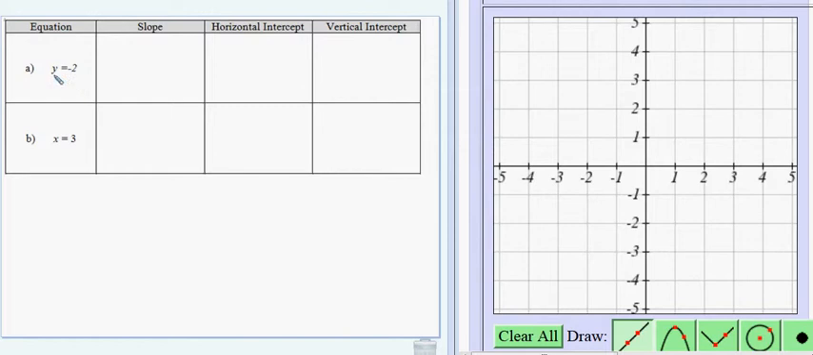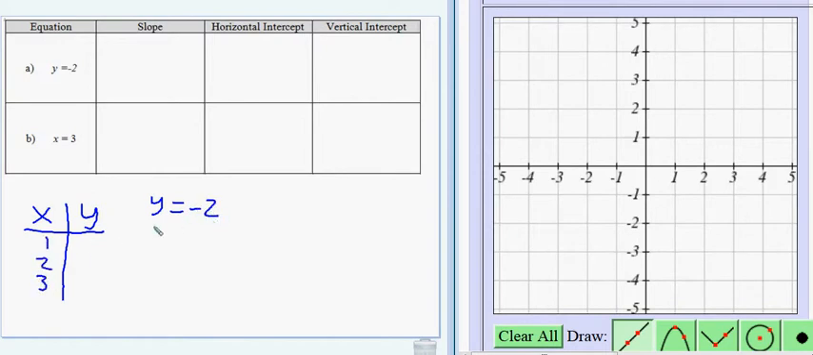The first equation, y equals -2, is a horizontal line. It basically says no matter what x value you plug in, you always get y equals -2. Imagine making a table of values where you randomly pick x values and see what the y value is. The fact that the equation has no x in it, the equation is just y equals -2, indicates that x really doesn't matter. You can put in whatever you want, and y won't depend on x. The y value will always be equal to -2, no matter what your x value is.